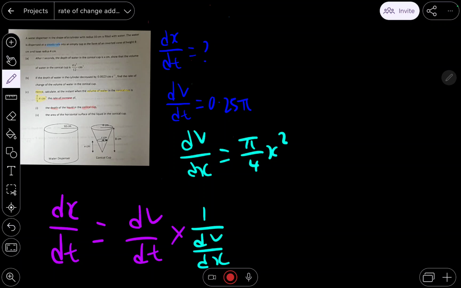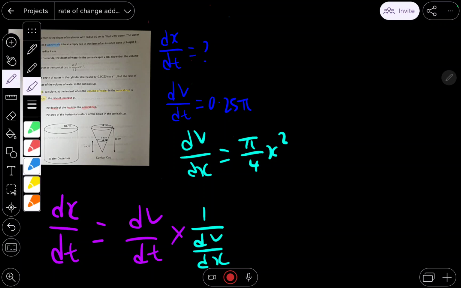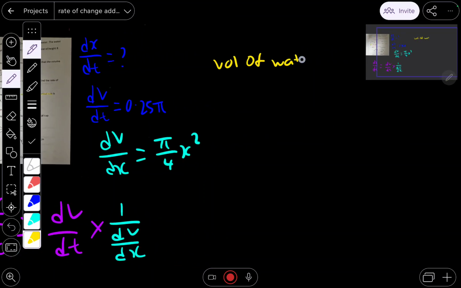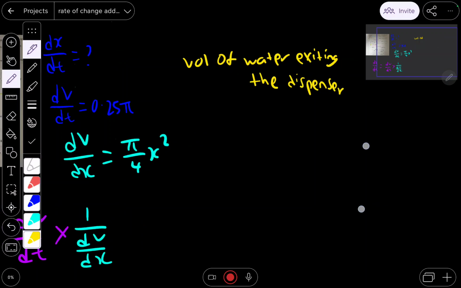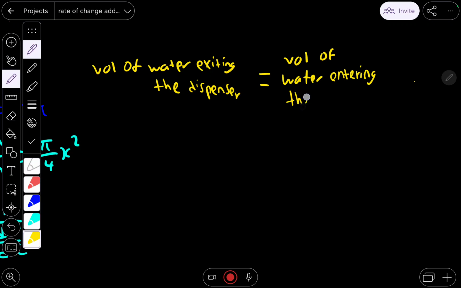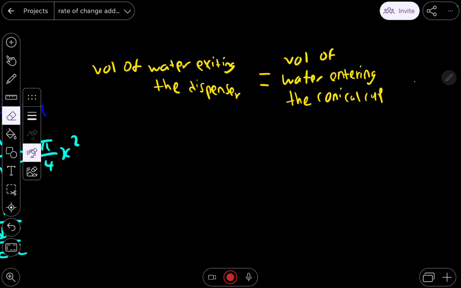Steady rate, that means it's constant. So what does that mean? Can we say that the volume of water exiting the dispenser is the cylinder, can we say that it is equal to the volume of water entering the cylinder, the conical cup? Right? Because steady rate, what?